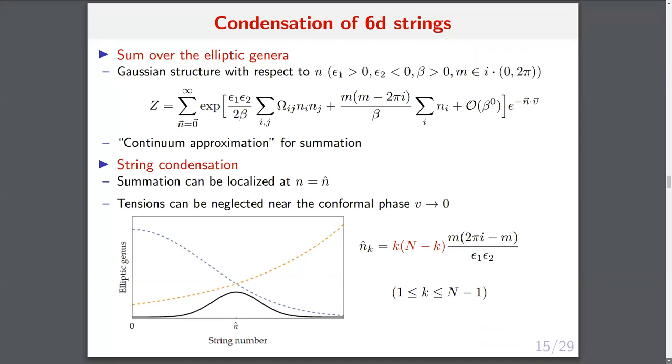I think if we set both epsilon to be positive, definitely the summation is not convergent. And in this case, I think the elliptic genus, the string number expansion, becomes some asymptotic expansion of some divergent series.